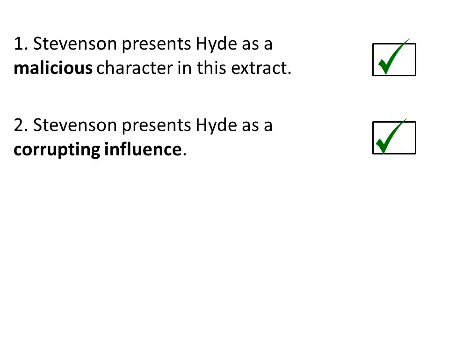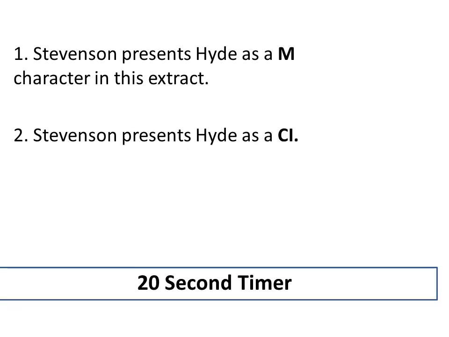We've now finished our second idea. Stevenson presents Hyde as a corrupting influence. Let's read through these two sentences once again before we test your memory. Number 1, Stevenson presents Hyde as a malicious character in this extract. And number 2, Stevenson presents Hyde as a corrupting influence. Okay, you have 20 seconds to fill in the key words. Off you go.